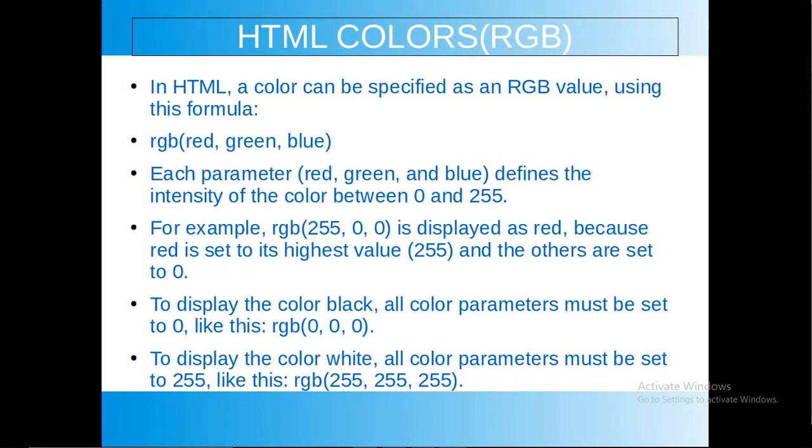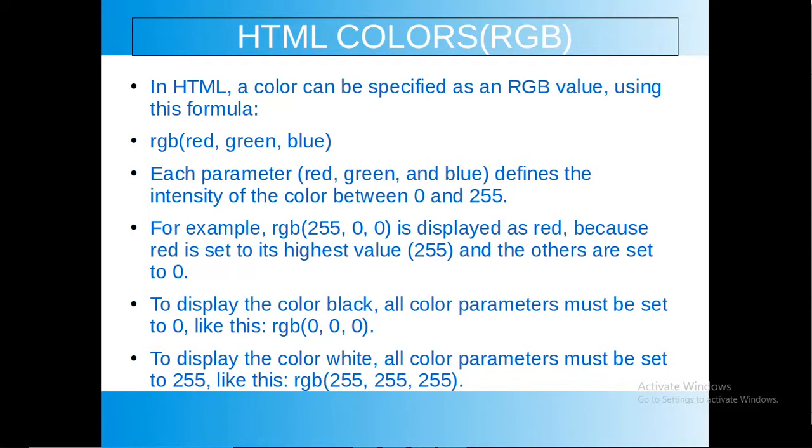For example, RGB 255, 0, 0 is displayed as red because red is set to its highest value and the others are set to 0. Already discussed above that RGB stands for red, green and blue, and we have mentioned the intensity of the color, that is, red is highest, at 255, and the others are set to 0, so normally you will get the result as a red color.